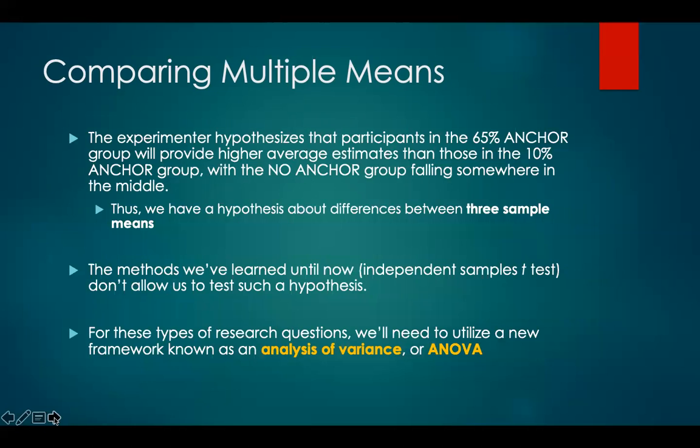So the experimenter hypothesizes that participants in the 65% anchor group will provide higher average estimates than those in the 10% anchor group, with the no anchor group falling somewhere in between. Thus, we have a hypothesis about differences between three sample means. The methods we have learned until now, the independent samples t-test, doesn't allow for us to test such a hypothesis. For these types of research questions, we'll need to utilize a new framework known as analysis of variance, which is also called ANOVA.